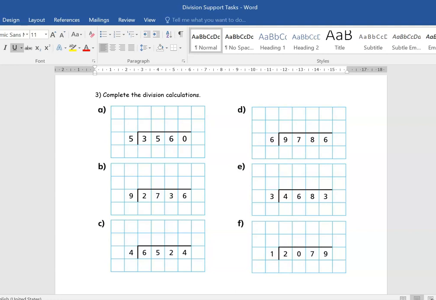And as soon as you're feeling confident, move on to the white rows ones and just think about it as money. That's what I always do when I'm doing division.